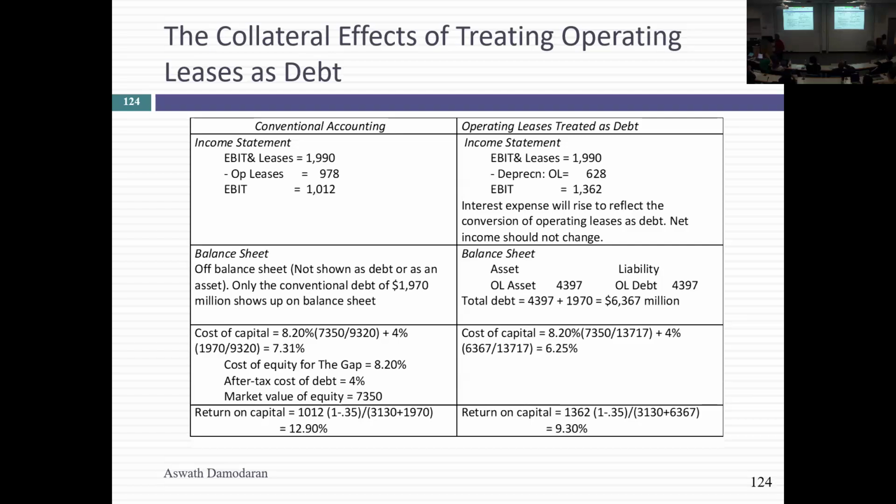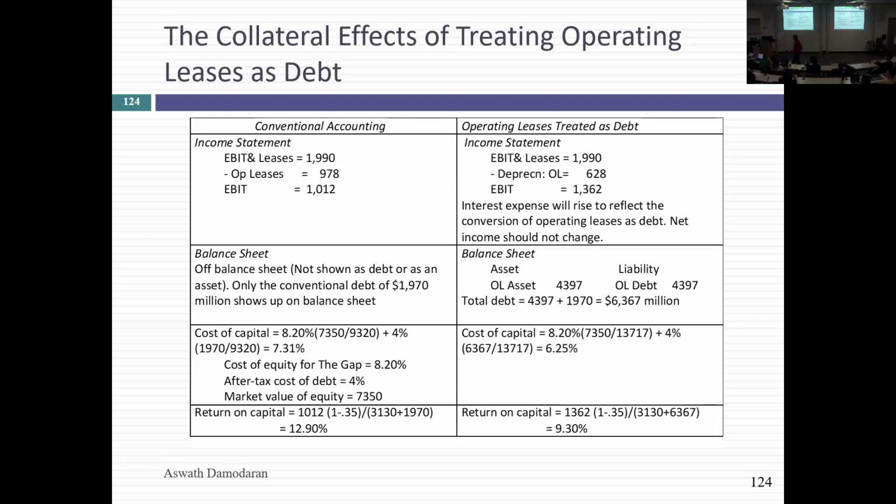I said, from a cost of capital perspective, this is good news. Because remember, cost of capital is a weighted average of your cost of equity and the cost of debt. And if you have less debt, your cost of capital is going to be higher than if you have more debt. Your cost of capital goes from 7.3% to 6.25%. They said, this is amazing. Our earnings are going to go up. Our cost of capital is going to go down. Higher earnings, lower discount rate. This is like the best of both worlds, right?